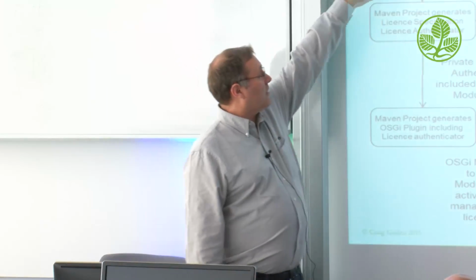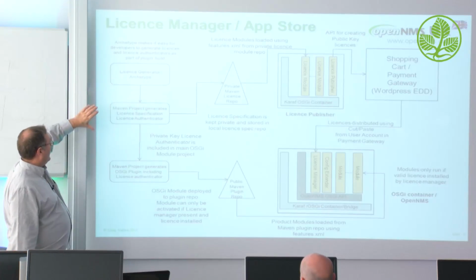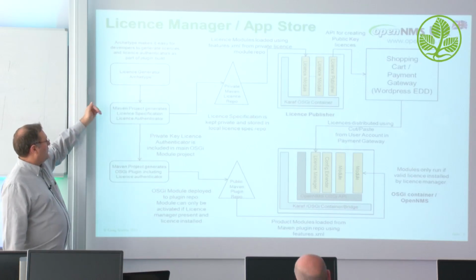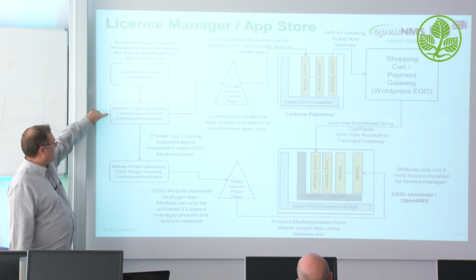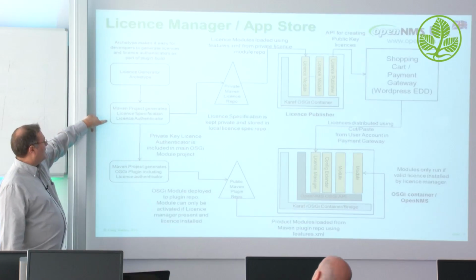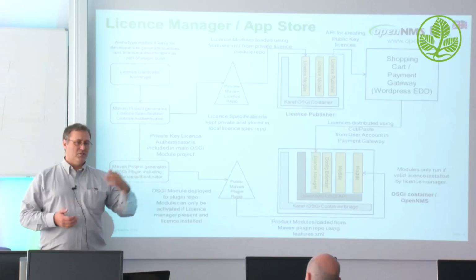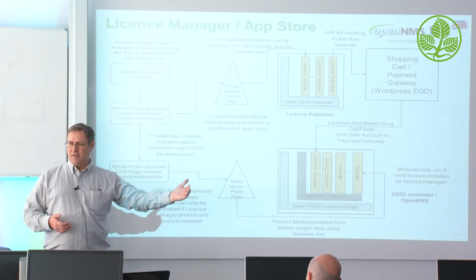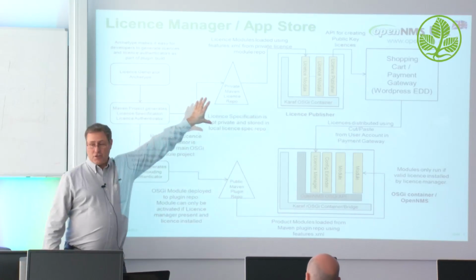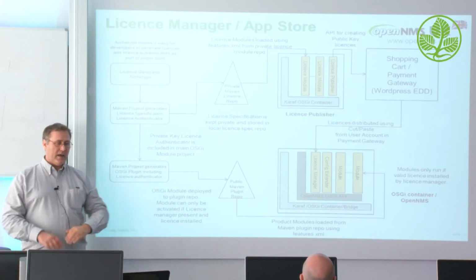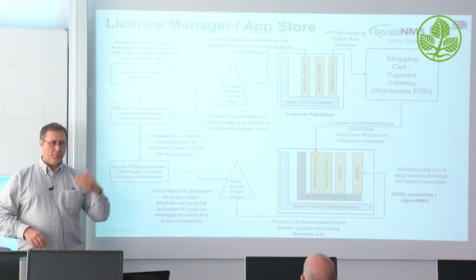So you generate your archetype. What you end up with is a Maven project that can generate two things: a license specification and a license authenticator. The specification is the bit of the license that's used to generate new licenses. So that gets deployed into the shopping cart.